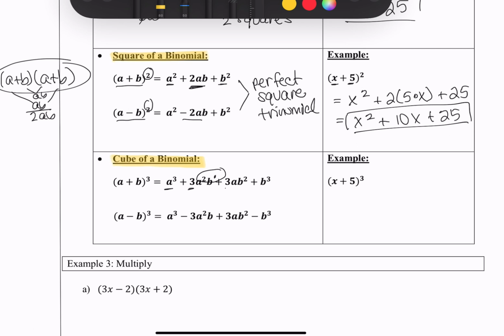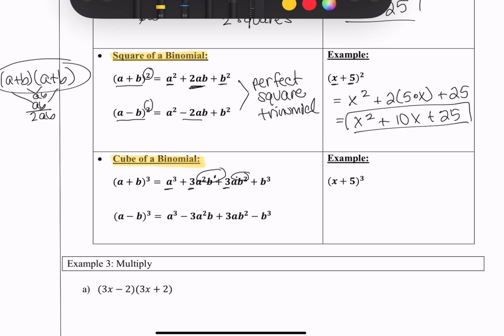The next term has a coefficient of 3. A gets 1 less power, so now it's down to 1. And B gets 1 more power, so it's up to 2. Still notice those powers add up to 3. And then the last term is B cubed.